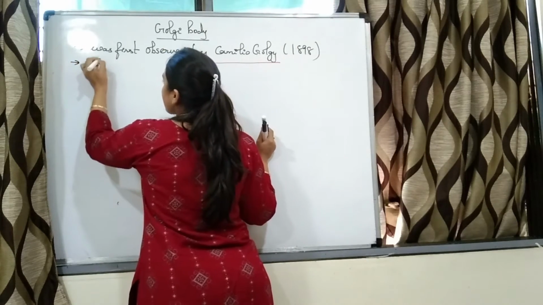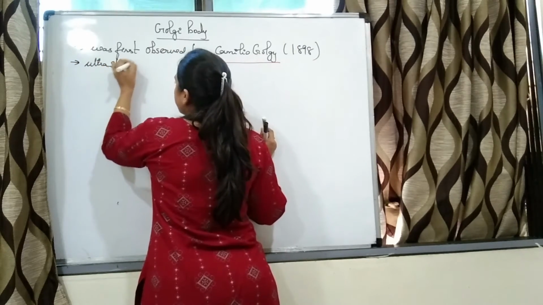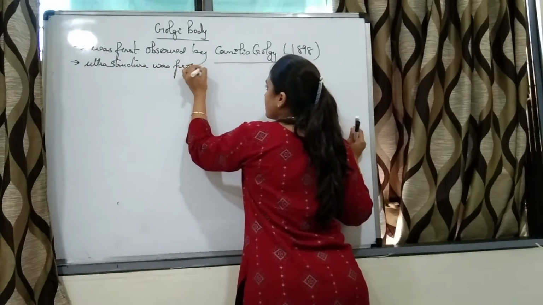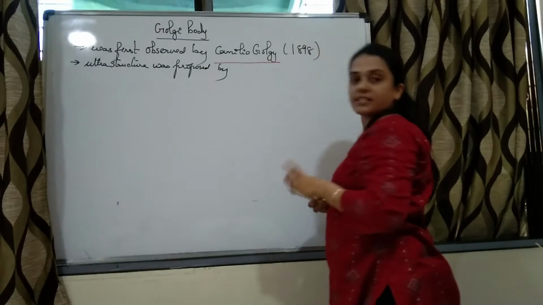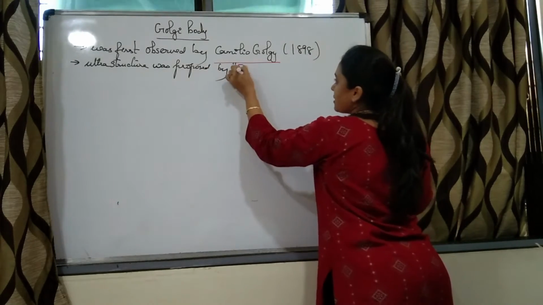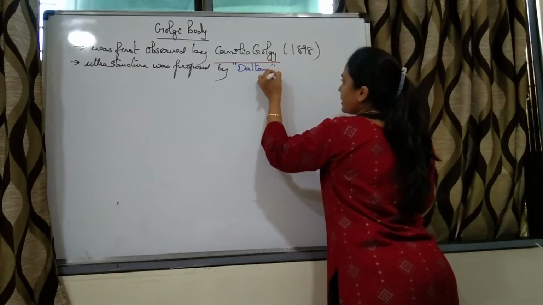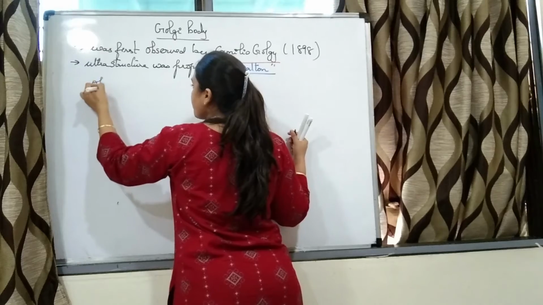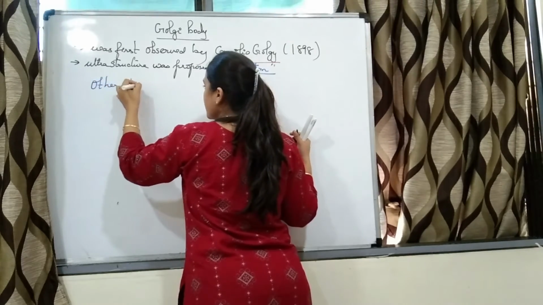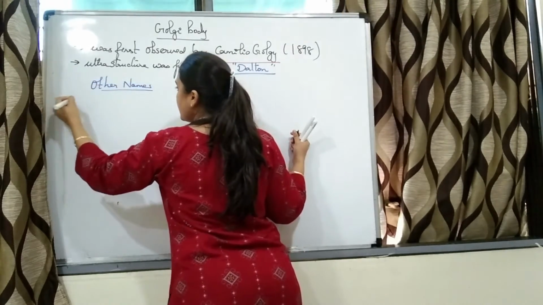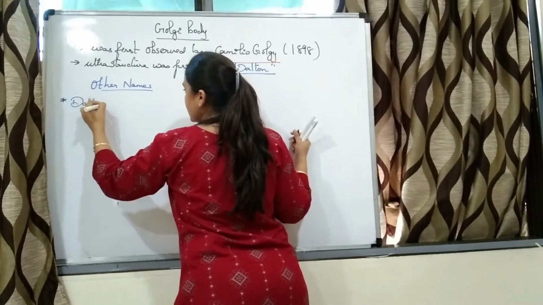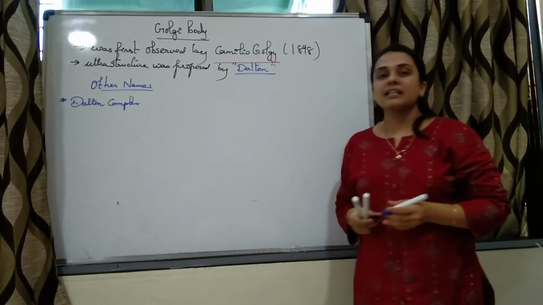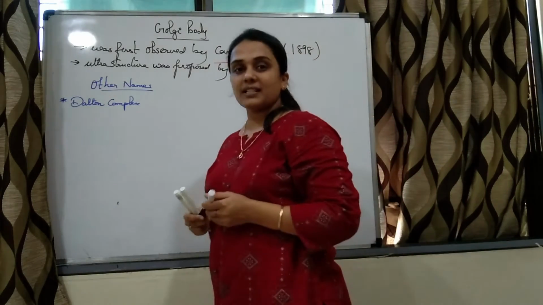1898. Its ultrastructure was proposed by the scientist Dalton, right? So Dalton was the scientist who had proposed its ultrastructure. So students, there are different names of Golgi bodies, right? We are going to study it, right? So Golgi body is also called as Dalton complex, and now you know why it is called as Dalton complex, because the scientist Dalton had discovered its ultrastructure.